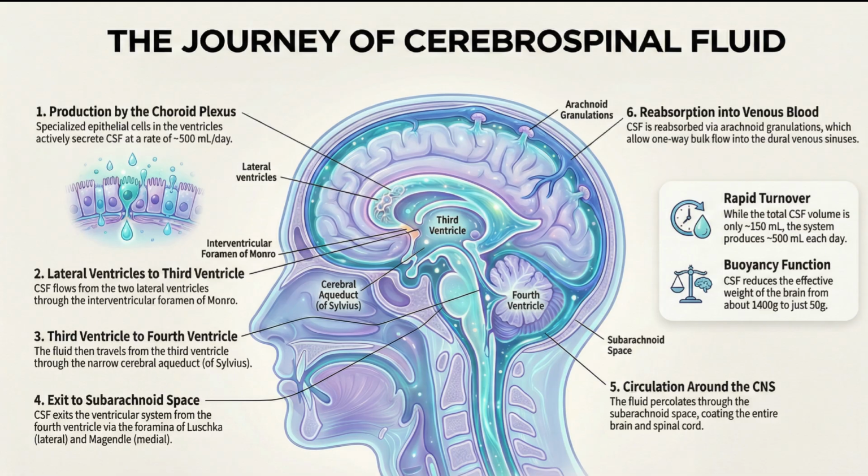What is the point of all this fluid? I mean, it seems like a lot of trouble to produce and circulate it. It's buoyancy. This is basic physics. The human brain weighs about 1,400 grams. It's incredibly soft, like tofu or custard.